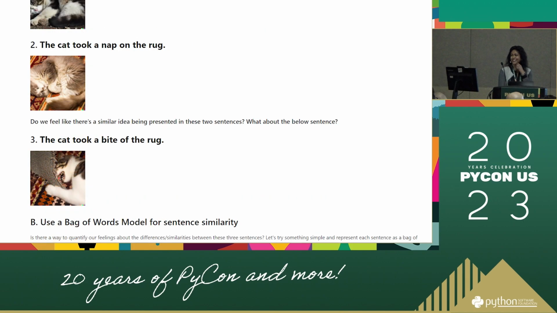Let's not go too far. The cat took a bite of a rug. This DALL-E picture shows a cat with teeth. There's violence. There's a rug. There's a cat. Is this similar to the other sentences? No. Great. In some ways it is, but I'm talking about the meaning behind it.